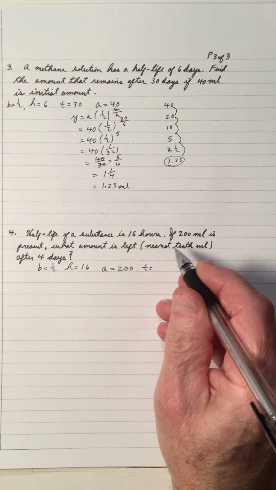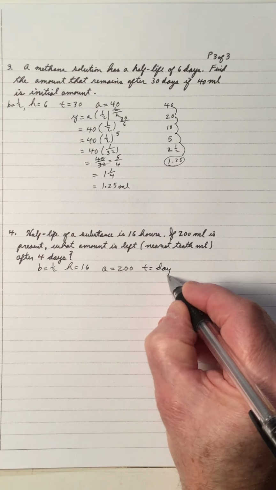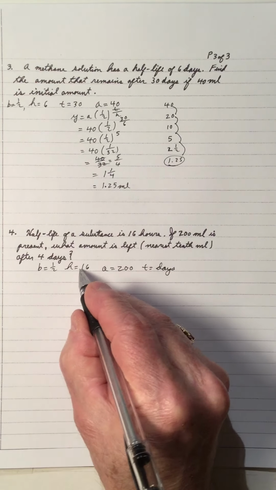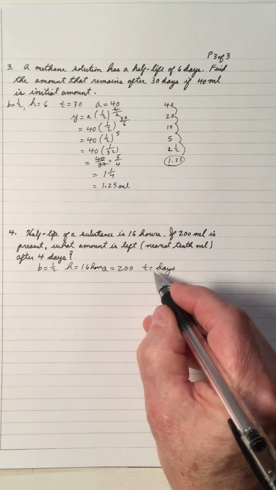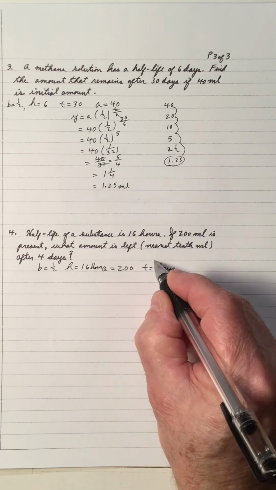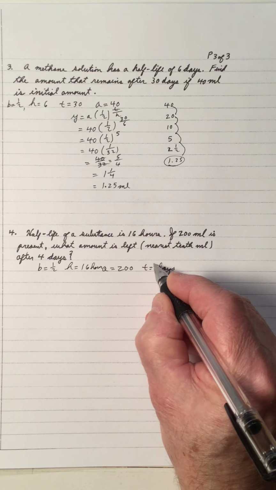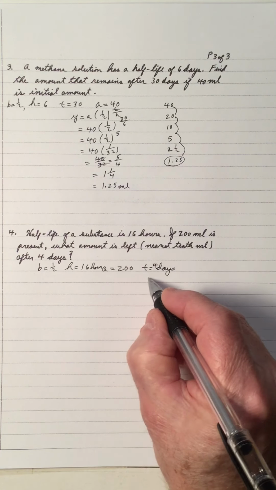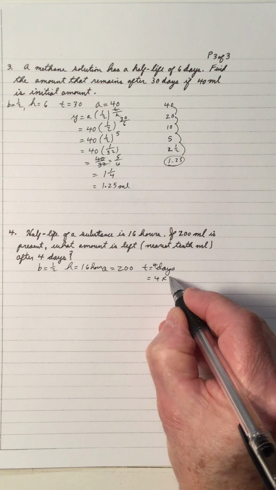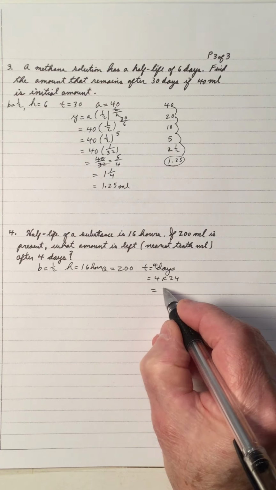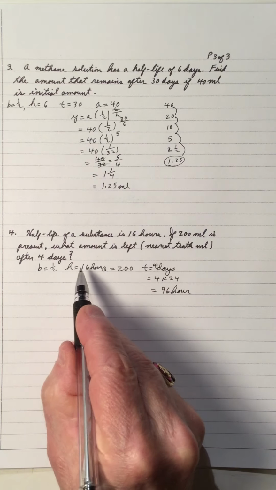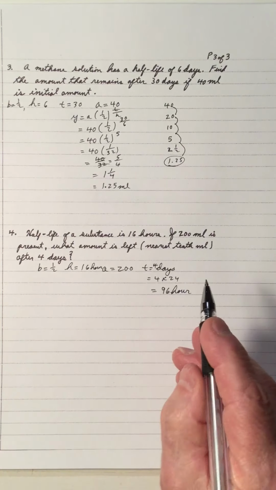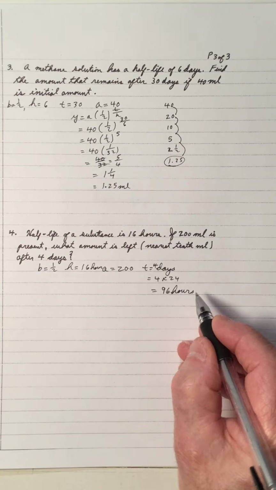Now, we have to be careful, because the half-life time here is in hours, 16 hours. I didn't put the 4 in here: 4 days. 24 hours in a day gives us 96 hours. So we have to be careful because my half-life time and the time that elapses have to be in the same units.